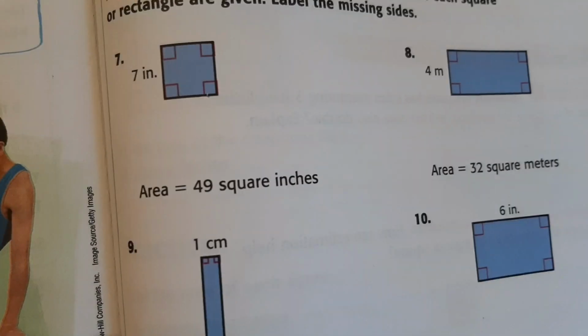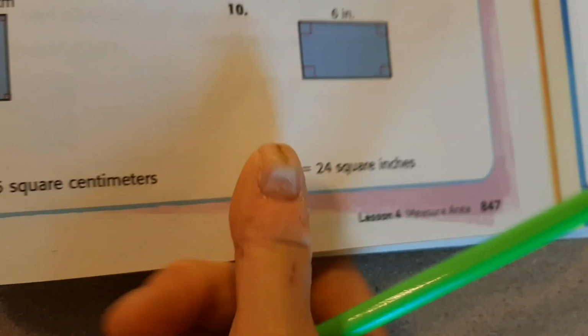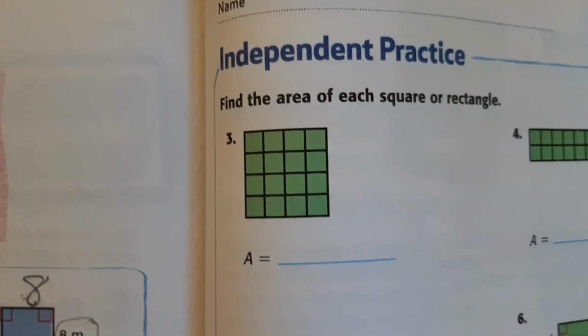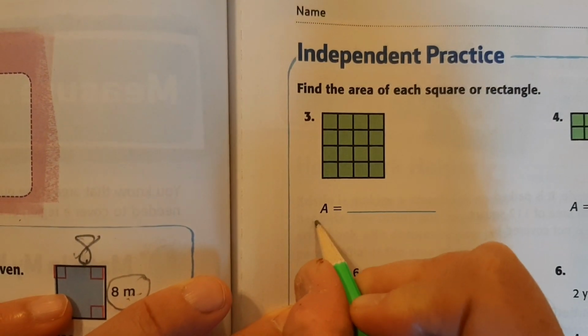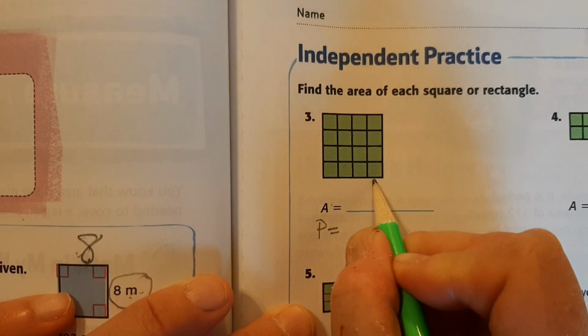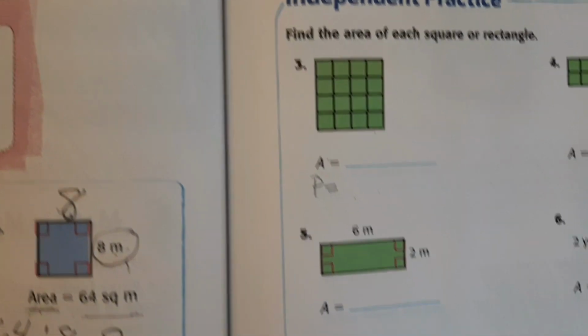It just depends on how long the sides are. Okay, you are going to do page 847. On the top, you need to do the area. Now, if you want to, for extra credit, you can also do the perimeter. So you find the area and then write the perimeter underneath. You don't have to do that today.